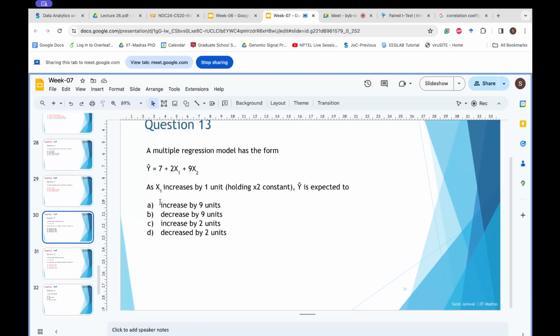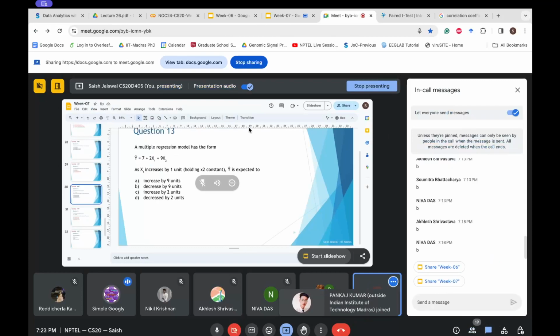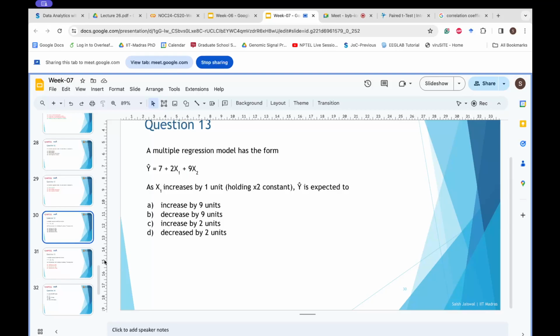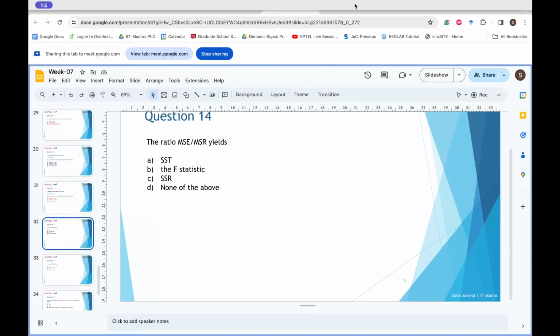So as x1 increases by 1 unit, holding x2 constant, y is expected to, a very quick answer, increase by 2 units. So that's the straightforward answer. As x1 increases by 1 unit, with x2 constant, y increases by 2 units. So we'll come to the statistical test, and then we'll move on to the Python notebook, wherein you will solve these problems using Python.